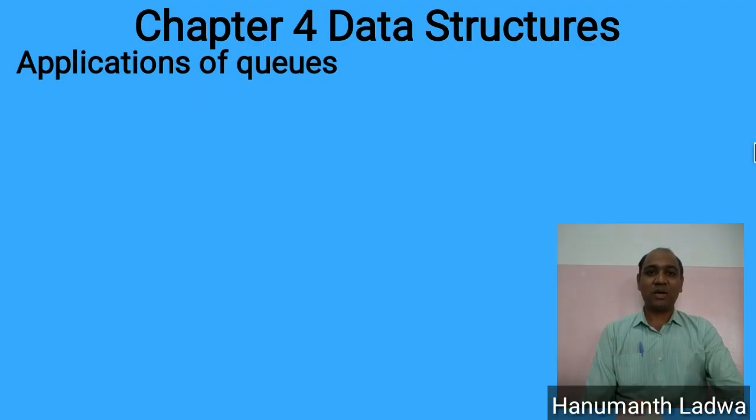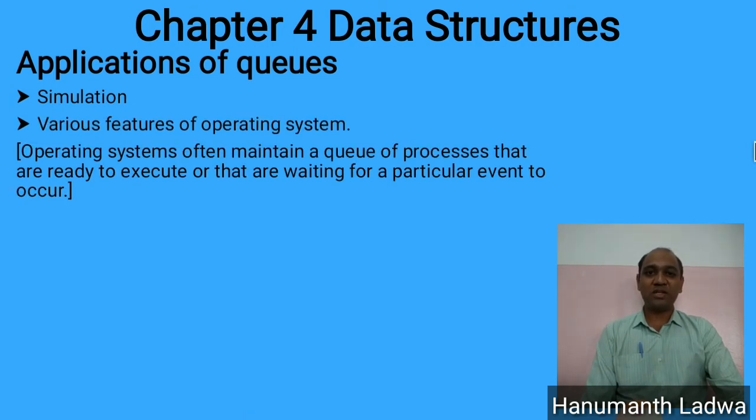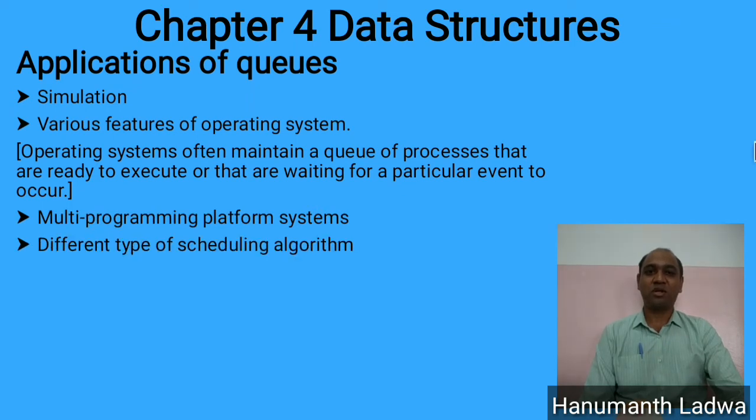Now let us study applications of queues. The first application is that it is used in simulation. It is used in various features of operating systems, such as operating systems often maintain a queue of processes that are ready to execute or that are waiting for a particular event to occur. It is also used in multi-programming platform systems. It is used in different types of scheduling algorithms, which we have already studied, like the round robin algorithm, the SJF algorithm, and so on. The round robin technique or algorithm uses the queue.